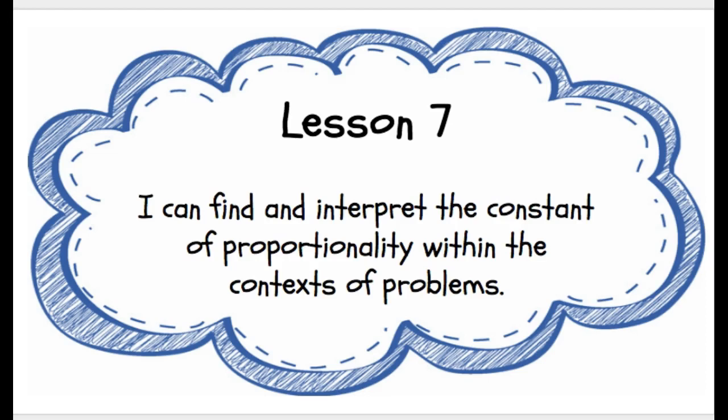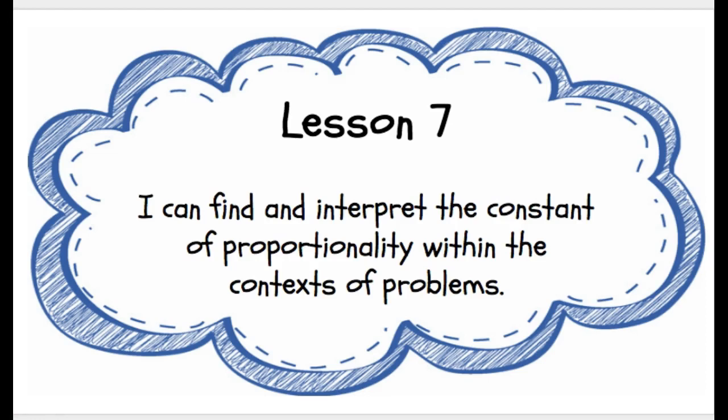This can be found on page 26, 27, and 28 of the workbook. This is our first lesson of Topic B. So let's begin. Our objective for this lesson is: I can find and interpret the constant of proportionality within the context of problems.